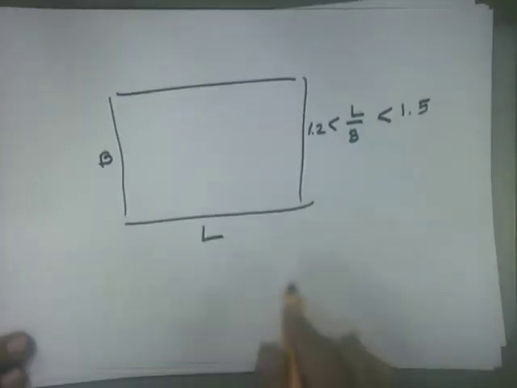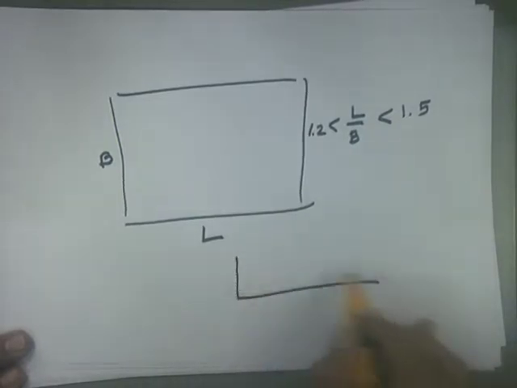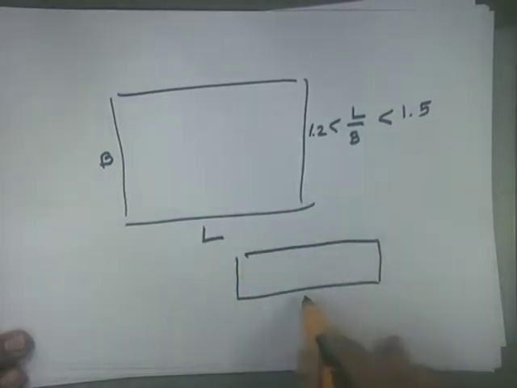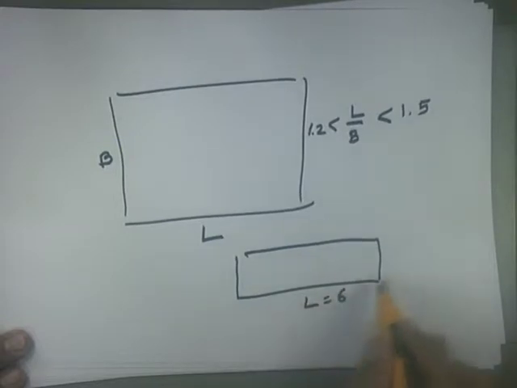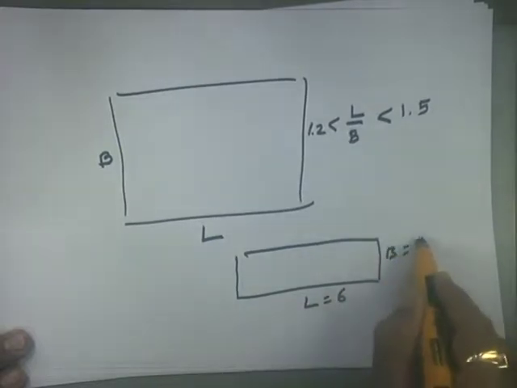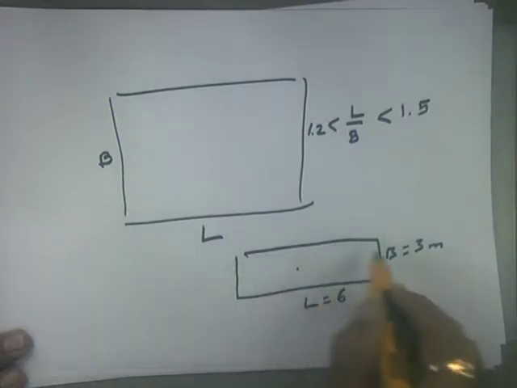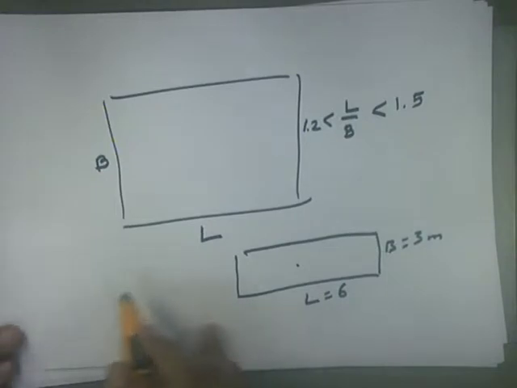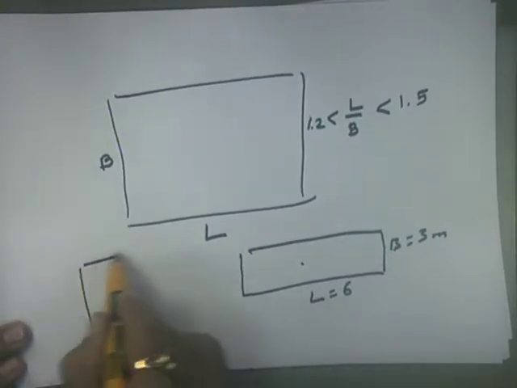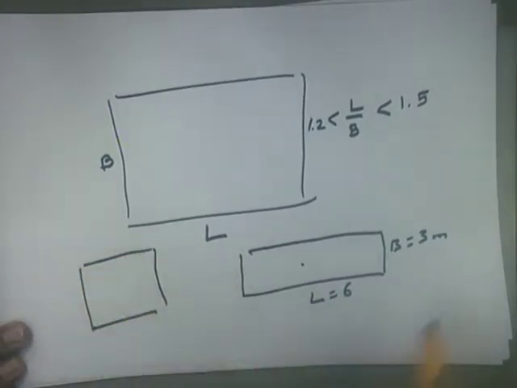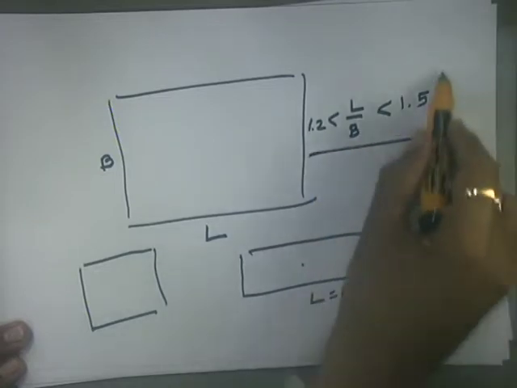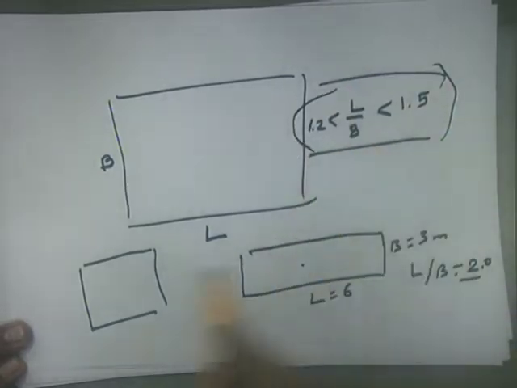The reason is, if for example a room like this is provided, so this length maybe say 6 meter and the breadth is 3 meter. Okay, so the person sitting here will have the awkward feeling. Okay, and similarly, here L by B ratio comes to 2, which is not within the range of the desirable ratio of L by B.